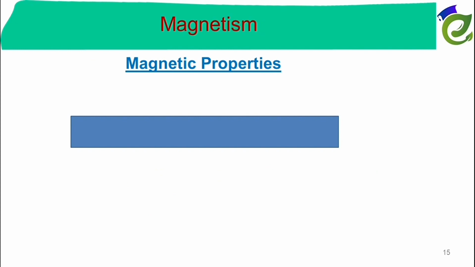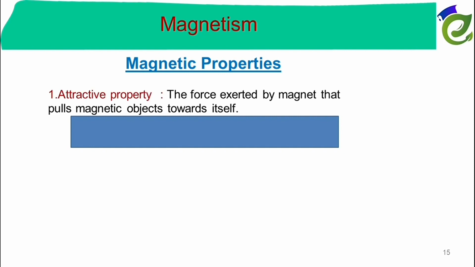Now we will learn about the magnetic properties. The first property that we're going to learn now is attractive property. So what is attractive property? The force exerted by a magnet that pulls magnetic objects towards itself is called attractive property. To know more about this property, let us refer to the activity below.